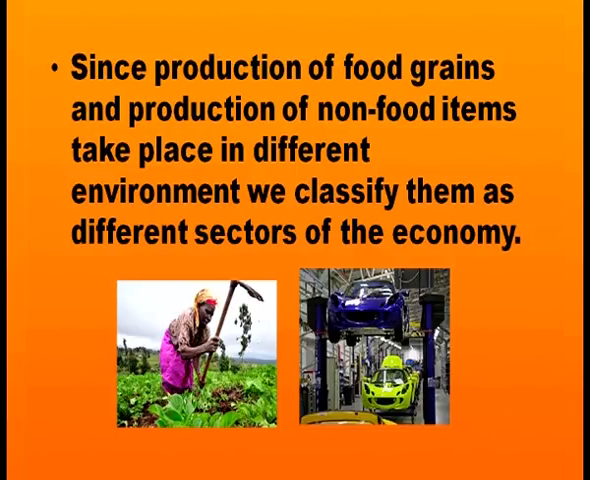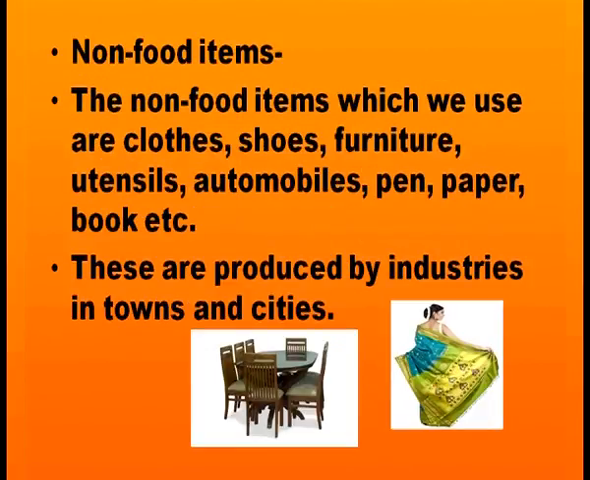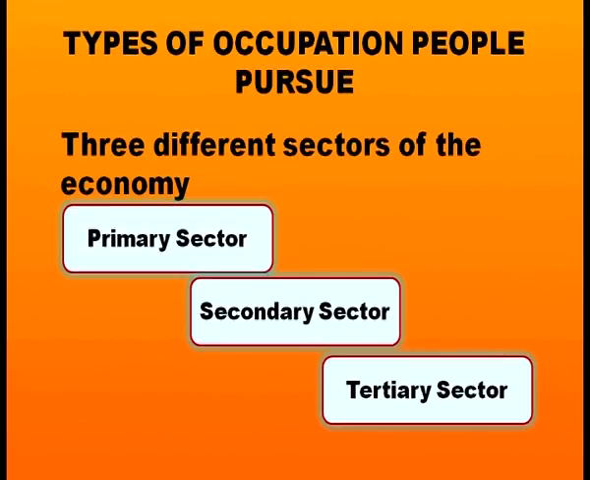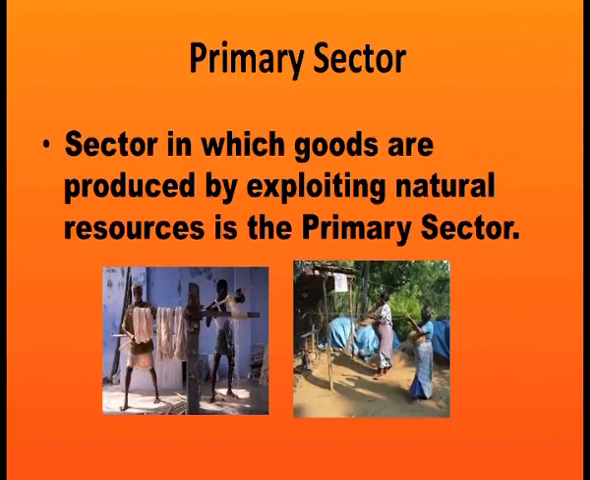You have seen that the production of crops takes place in rural areas. Production of non-food items like clothes, machines, so many other things that we use regularly in our day-to-day life are produced in the factories in the towns and cities. Now accordingly, we classify the different activities that the people do to earn a living into three different sectors. What are the three different sectors? We already have seen. They are primary sector, secondary sector and tertiary sector. Now we will learn one by one what are these sectors. First of all, primary sector.